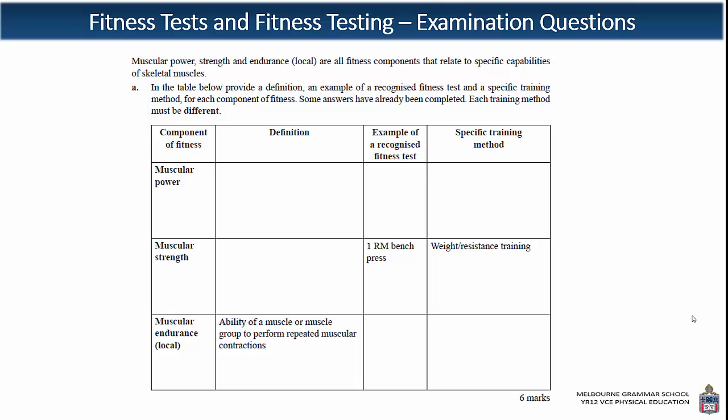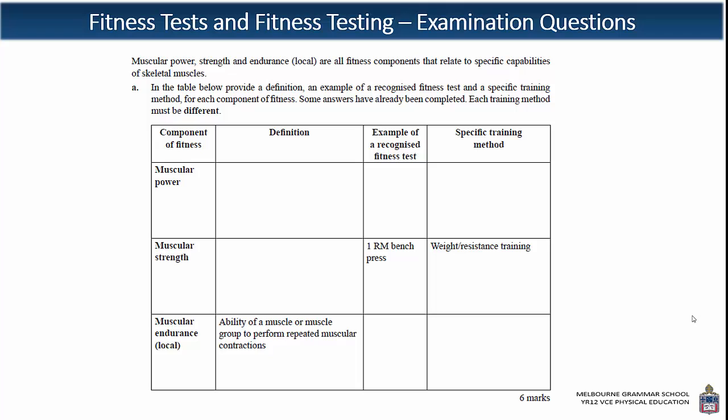Muscular power, strength and endurance, local, are all fitness components that relate to specific capabilities of skeletal muscles. In actual fact, power, strength and endurance are all types of muscular strength. I've seen that come up on an exam quite a few years ago now, but it's worth noting. In the table below, provide a definition, so really highlighting that importance of having a definition of each fitness component, an example of a recognised fitness test, and a specific training method for each component of fitness. Some have been completed. Each training method must be different.